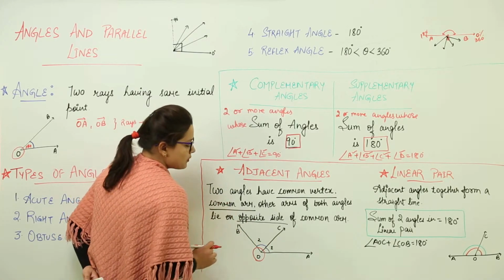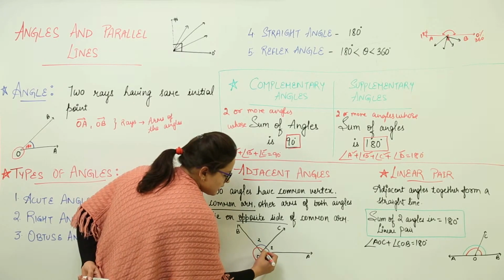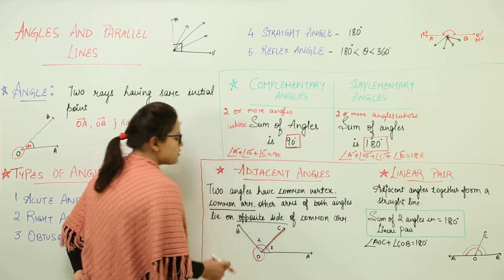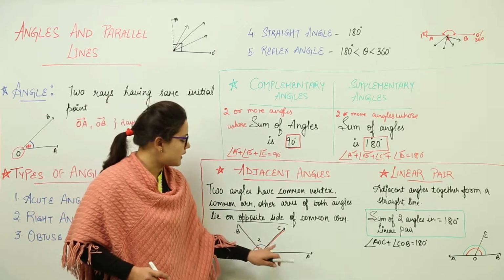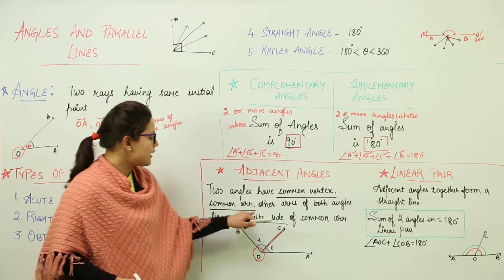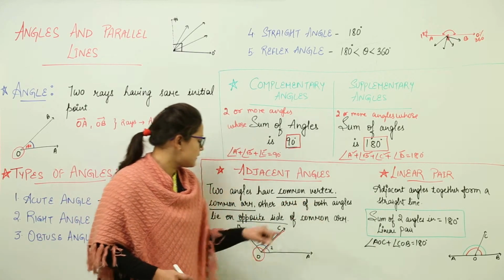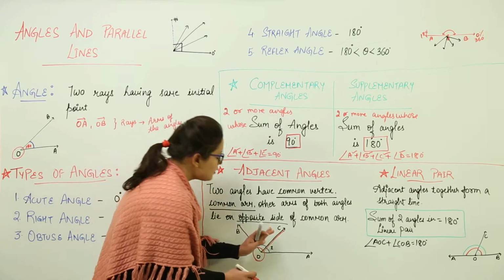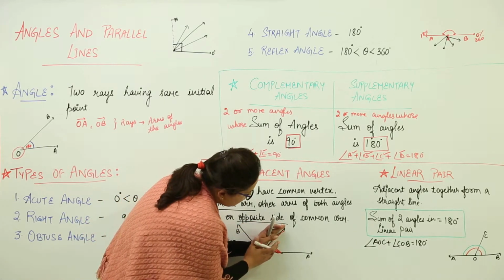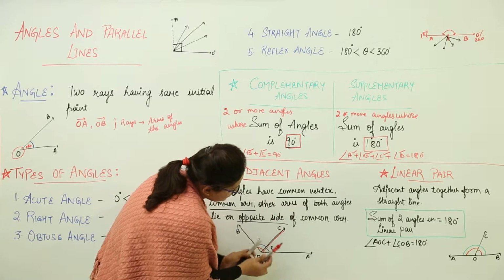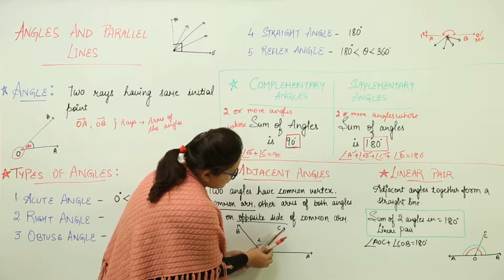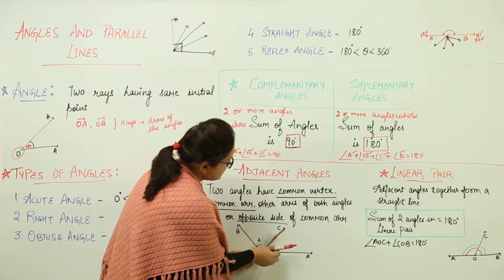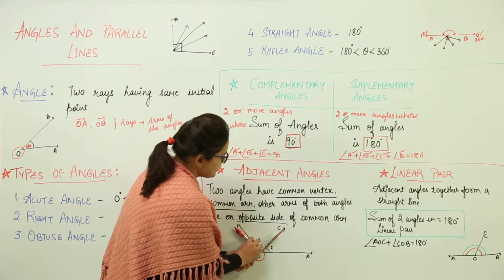They should have a common arm. Now you can see that they are sharing this arm together, that is OC. OC is the common arm shared by both angle 1 and angle 2. And the other arms of both angles must lie on opposite sides of the common arm. If you want to check the other arm of angle 1, it will be lying over here, whereas the other arm of angle 2 is lying on the other side.